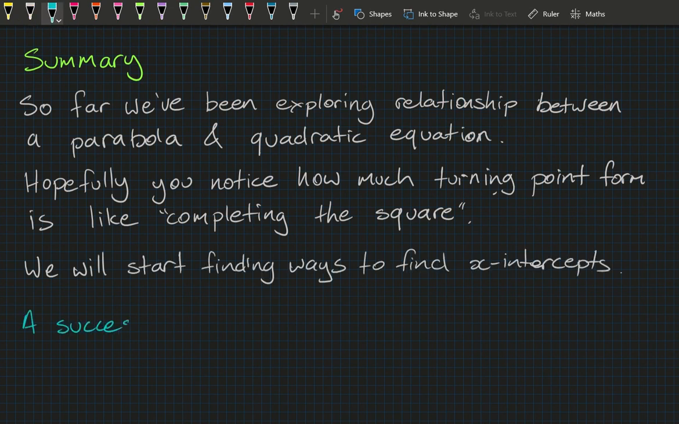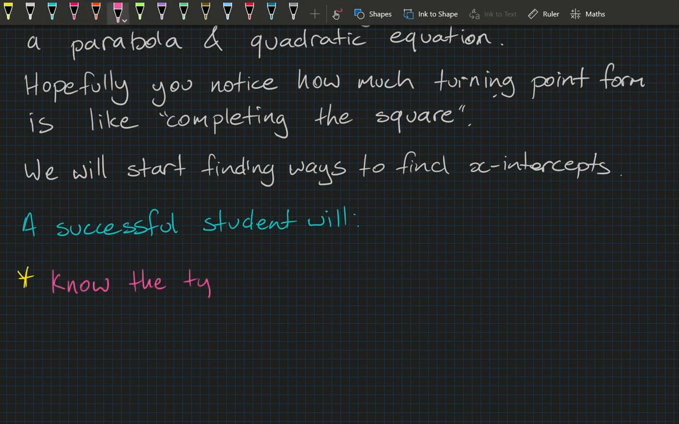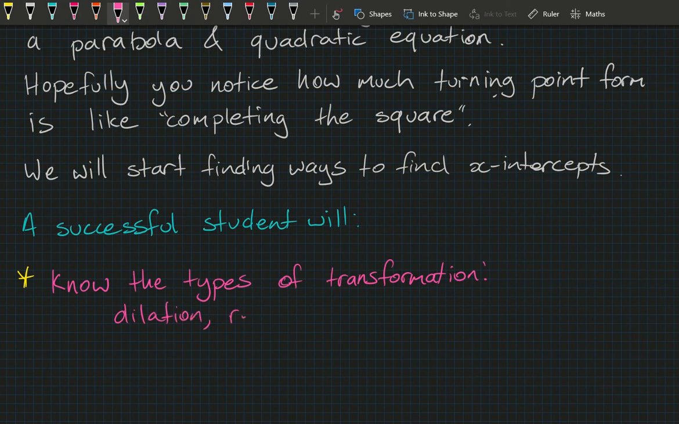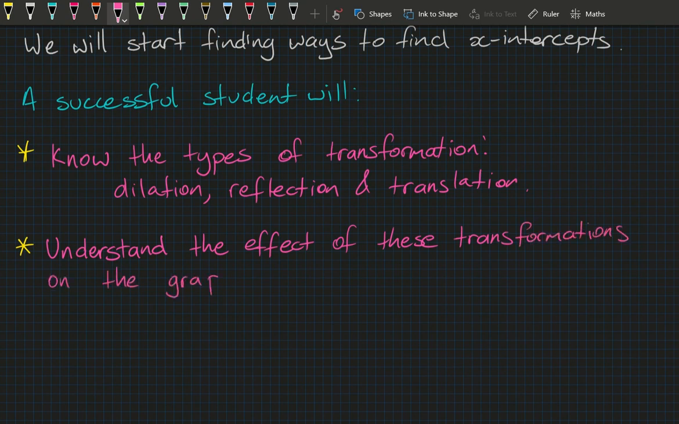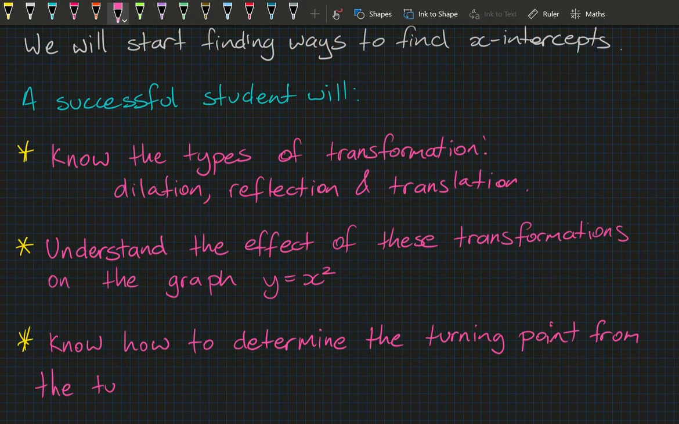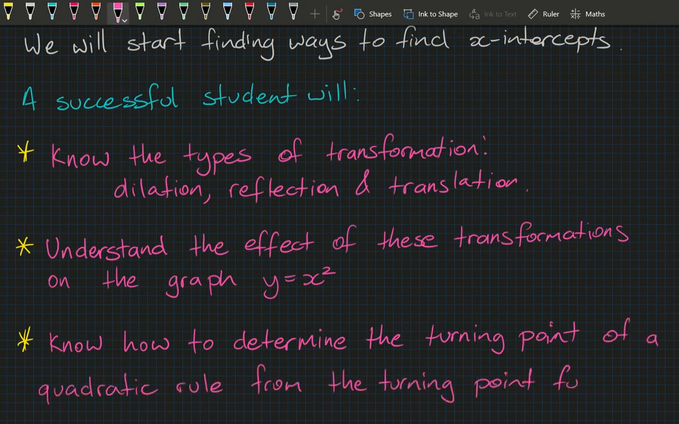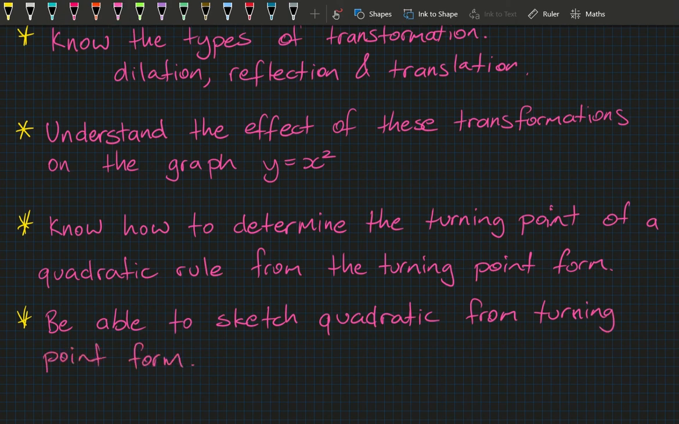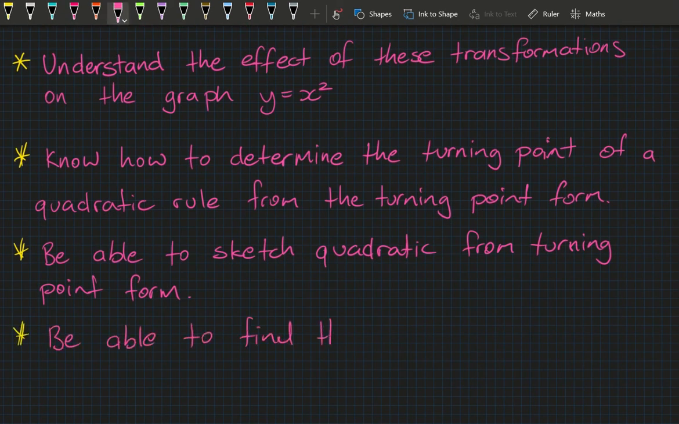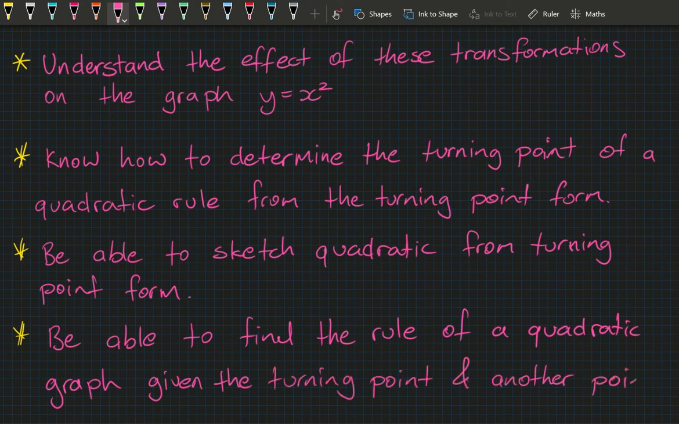Okay, so for today though, a successful student will know the types of transformations: dilation, reflection, and translation. Understand the effect of these transformations on the graph y equals x squared, know how to determine the turning point of a quadratic rule from the turning point form, be able to sketch a quadratic from a turning point form. And finally, be able to find the rule of a quadratic graph given the turning point and one other point.